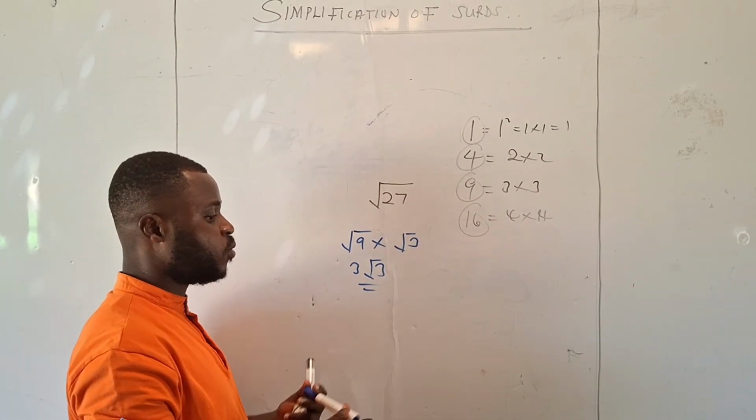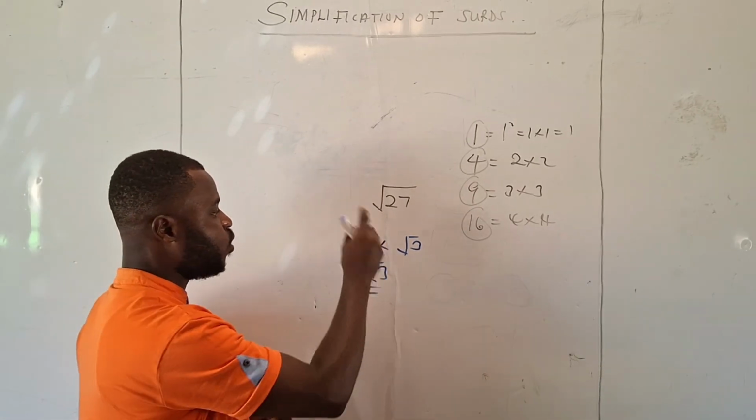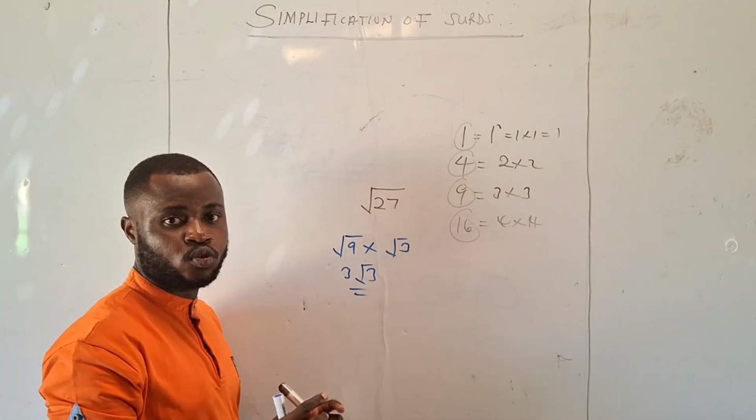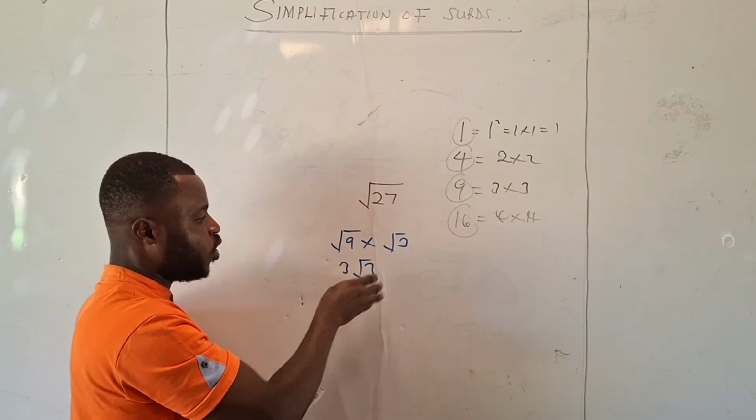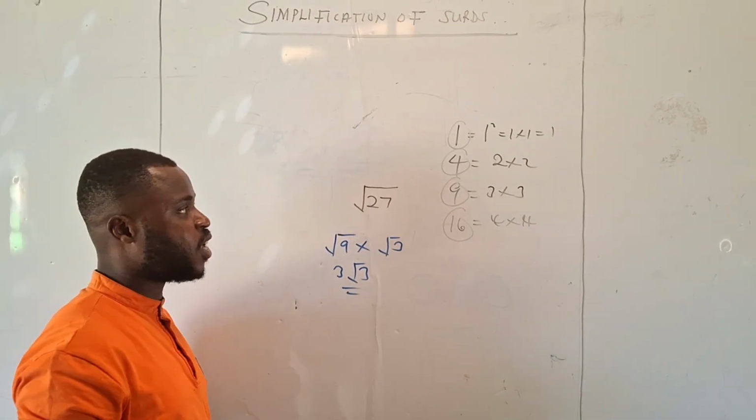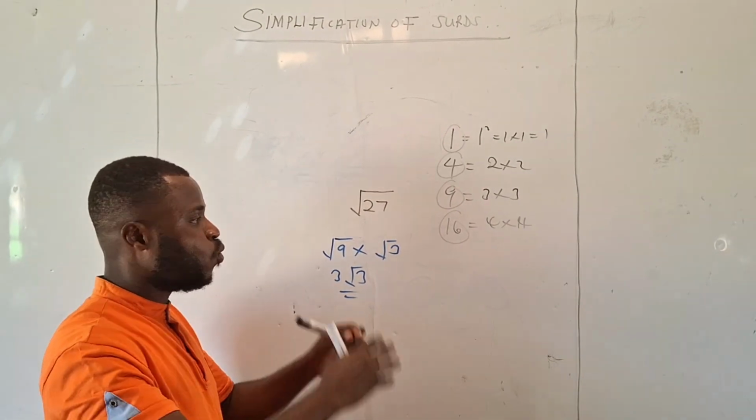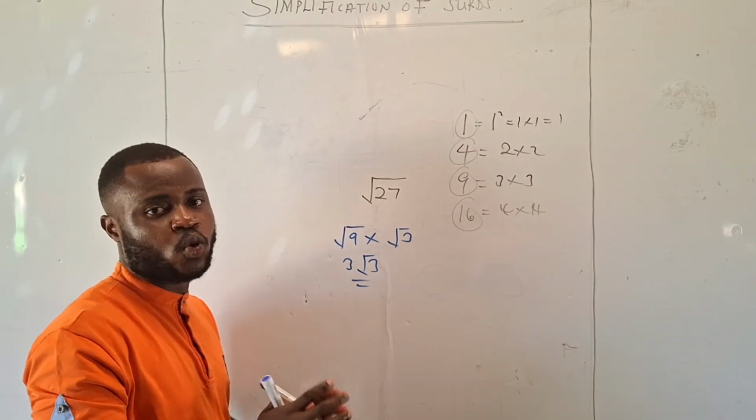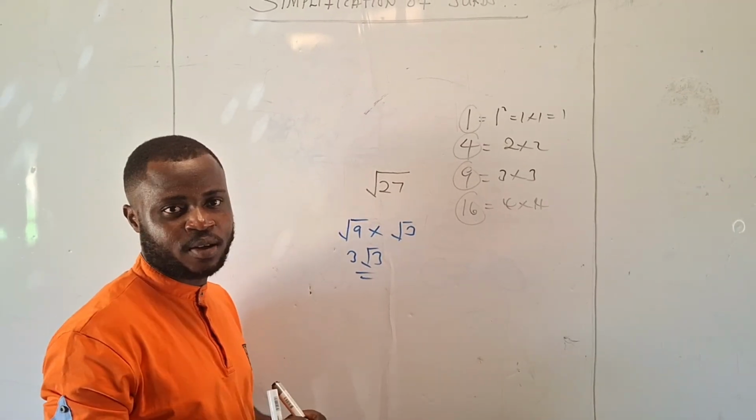That is why in secondary school, immediately you punch the calculator, root 27, the answer gives you straight 3 root 3. But they don't show you how they got to the 3 root 3. So this is basically what we are going to look for. Always, one of the numbers should be a perfect square number.